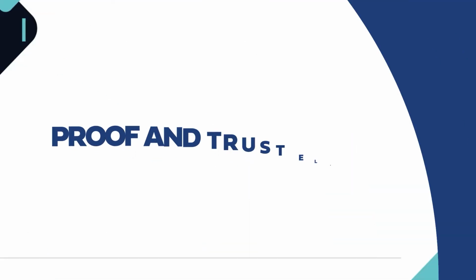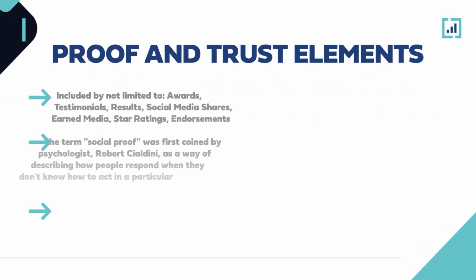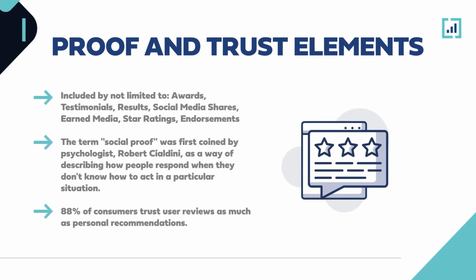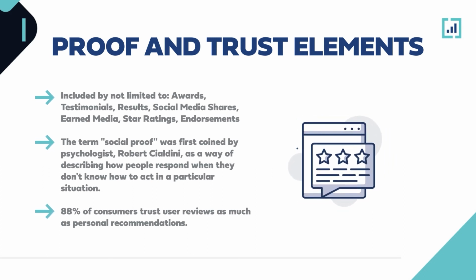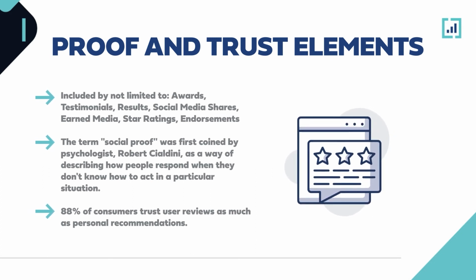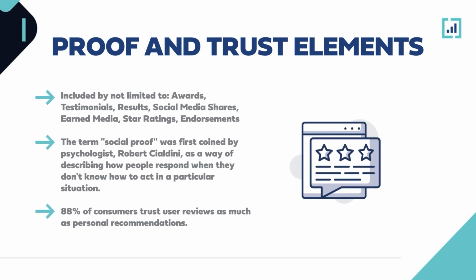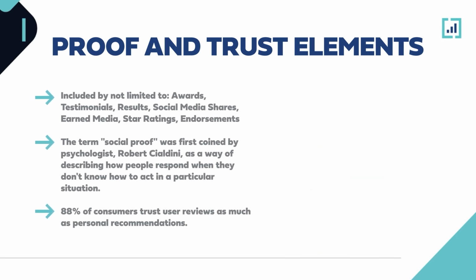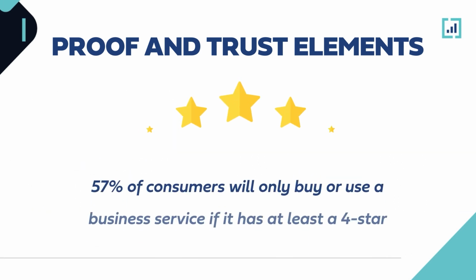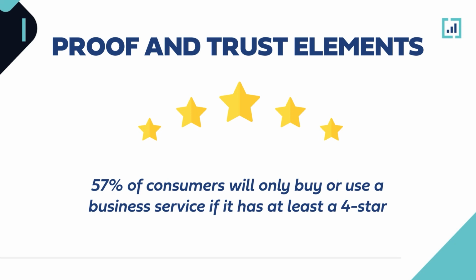So proof and trust elements. These are really effective. So many people rely on trust elements like results, awards, testimonials to make their decisions. Basically, rather than relying on their knowledge and intuition, they look to other people for guidance on what they should do. So this was another interesting point. I thought 57% of customers will only buy or use a business if it has at least a 4-star rating.